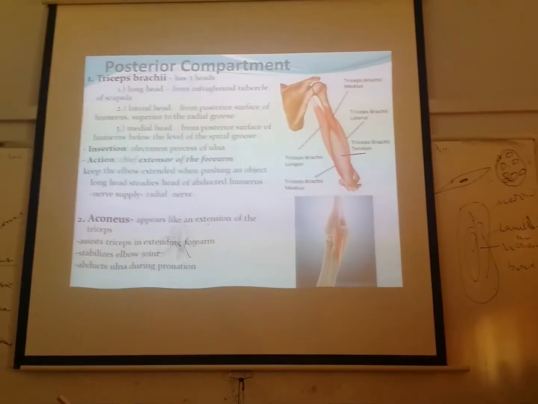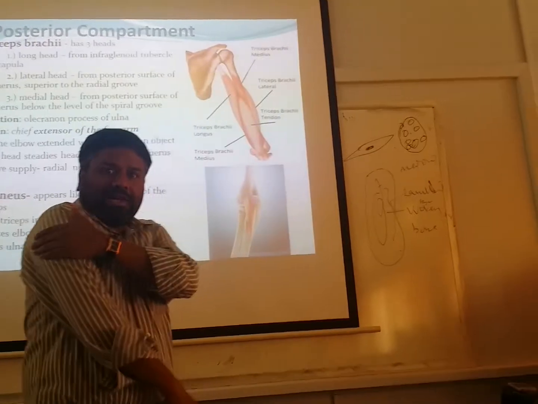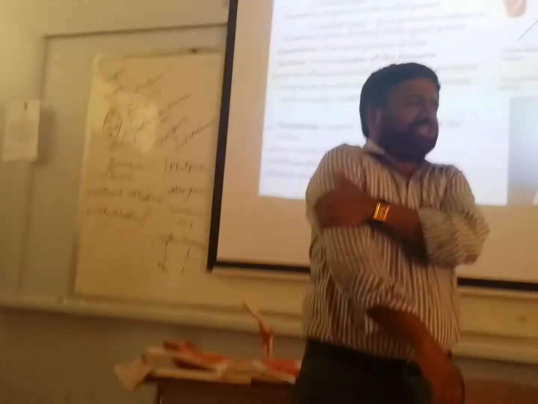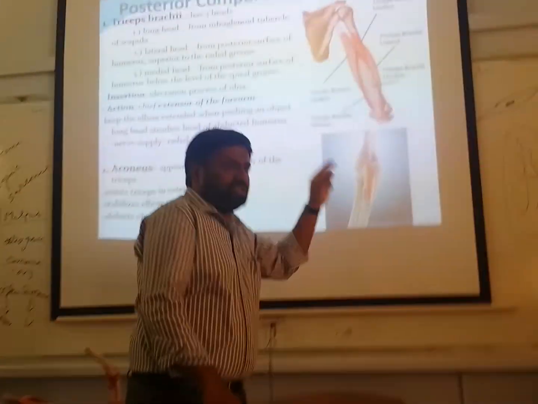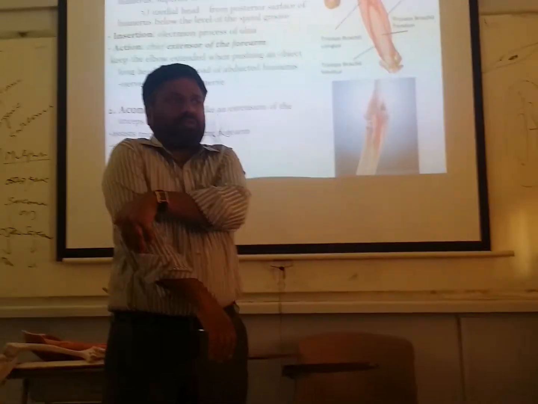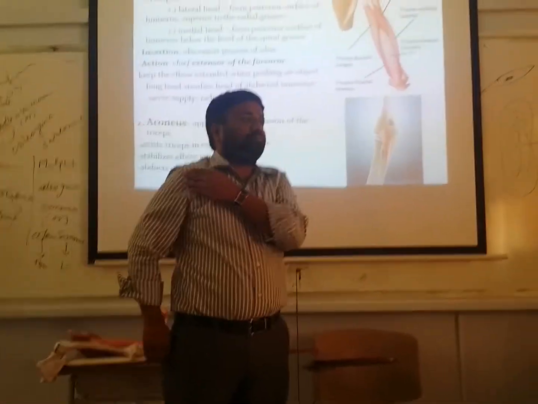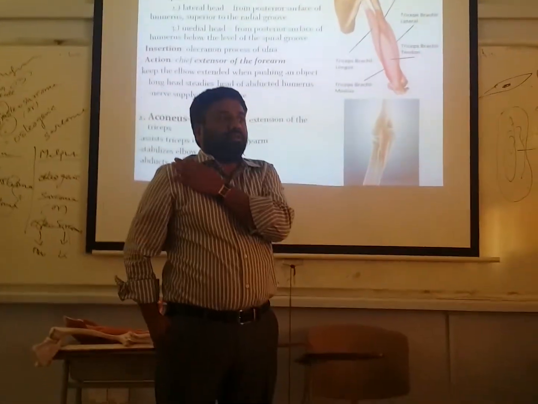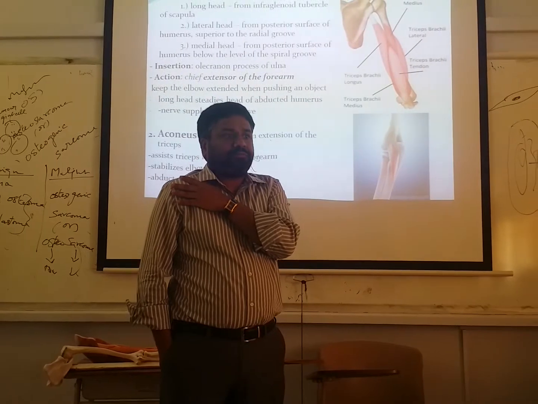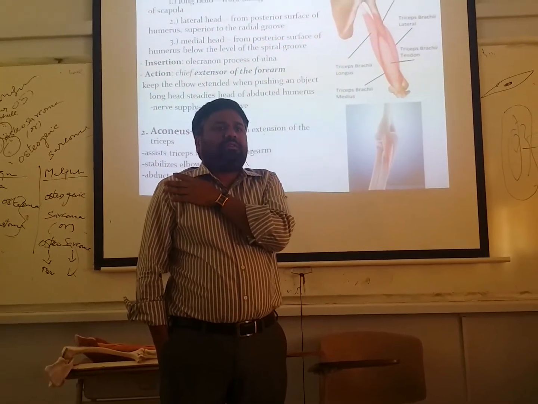Let's go to the posterior compartments. Posterior compartment is almost capitalized by a very big muscle, the triceps. One small muscle is there, this one, which is very short. The main function of this muscle is to give stability to the elbow joint, like the short muscles around the shoulder. What are they? Rotator cuff. What are the muscles? Infraspinatus, supraspinatus, teres minor, subscapularis.